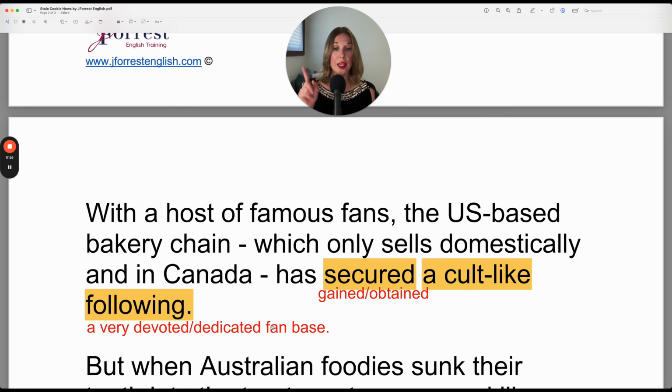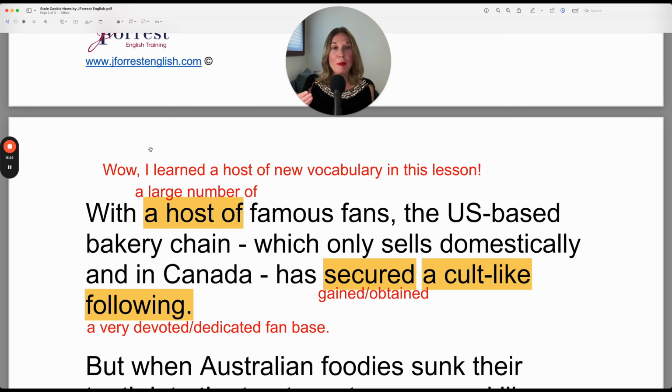And notice here we're talking about a fan base, and they say with a host of famous fans. So it means that within this cult-like following, this group of very devoted fans, many of them actually, because it says a host of. A host of means a large number of. So I should actually say many of the cult-like fans are famous. So hopefully by the end of this lesson, you say, wow, I learned a host of, a large number of, a host of new vocabulary.